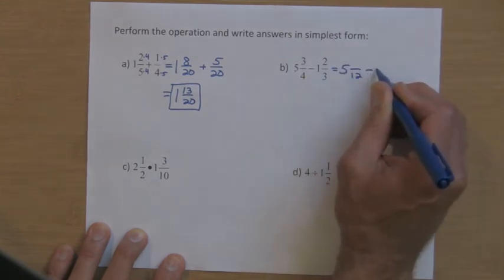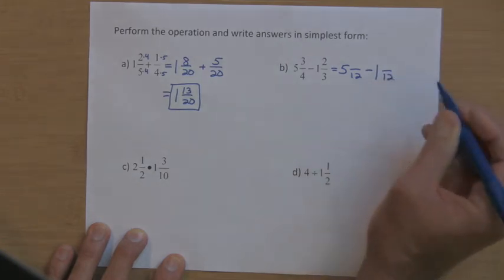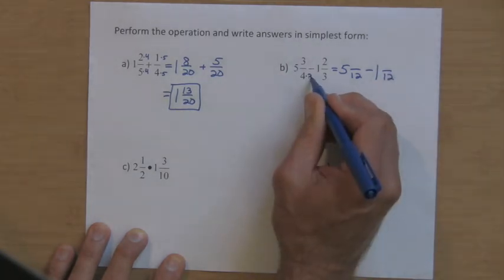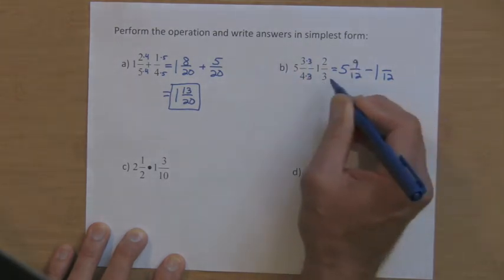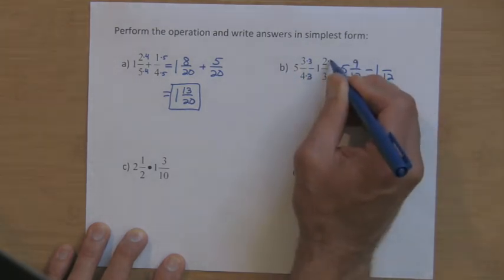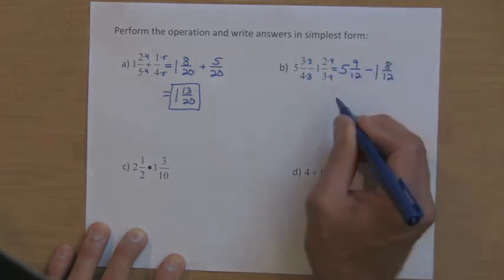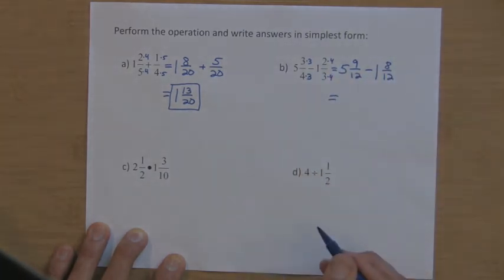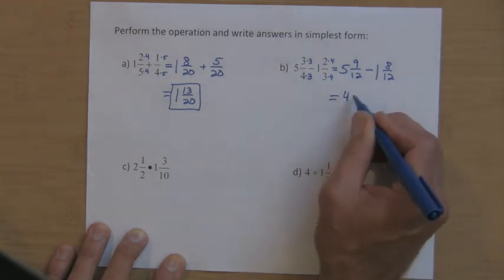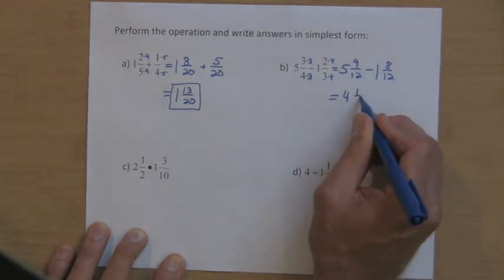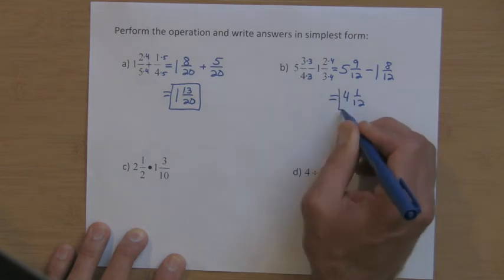So rewrite each fraction with a common denominator of 12. 4 times 3 is 12. So 3 times 3 gives me 9. And then 1 2/3, 3 times 4 is 12. So 2 times 4 is 8. So now I have 2 mixed numbers with common denominators. I can subtract the whole parts. 5 minus 1 is 4. And 9/12 minus 8/12 is 1/12.